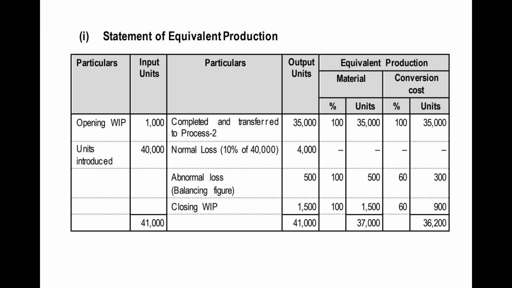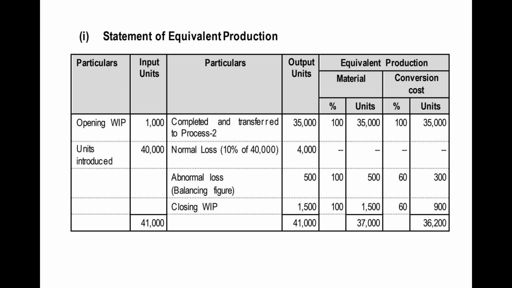Then what is normal loss? Normal loss is the expected loss from any process. Say, for example, we introduce 100 units in the process and the management expects an inherent or unavoidable risk of loss. For getting this much output, there will be an unavoidable loss, and it should be classified as normal loss. Say, for example, 10%: out of 100 units of input, 10% becomes normal loss. That means 10 units will be normal loss and 90 units become output. This is called normal loss.